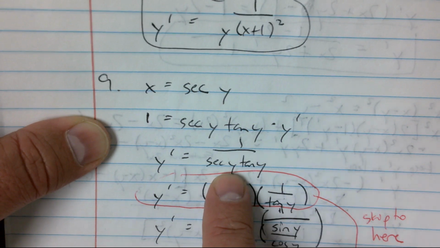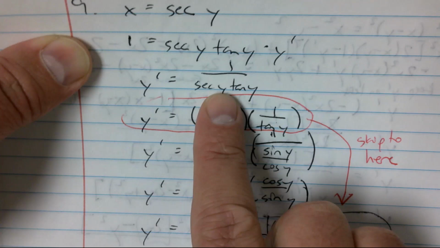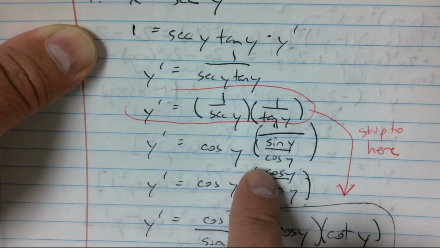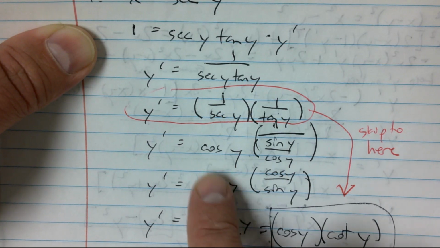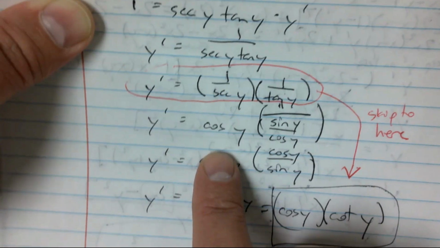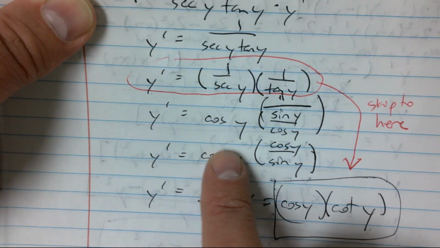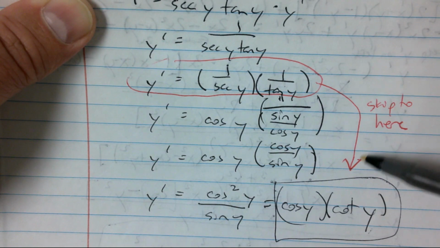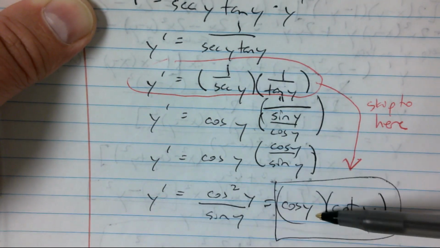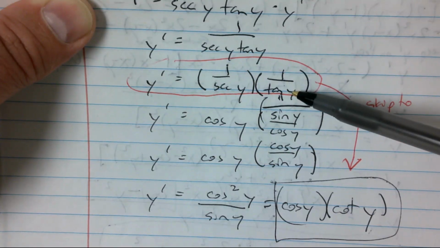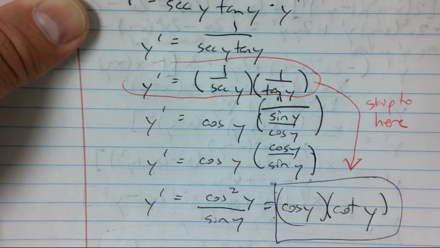secant y tan y. Now at first I split it and then I started doing all this stuff, which wasn't necessary because nothing was canceling. So even though it wasn't technically wrong, it's just not helpful. And so then I put skip to here. If you have 1 over secant y, that's the same as cosine y. And 1 over tan y is the same as cotan y. So ours is going to be similar to that.